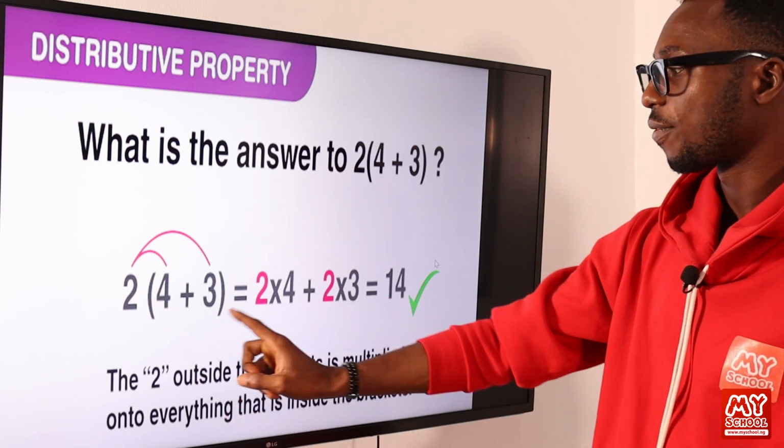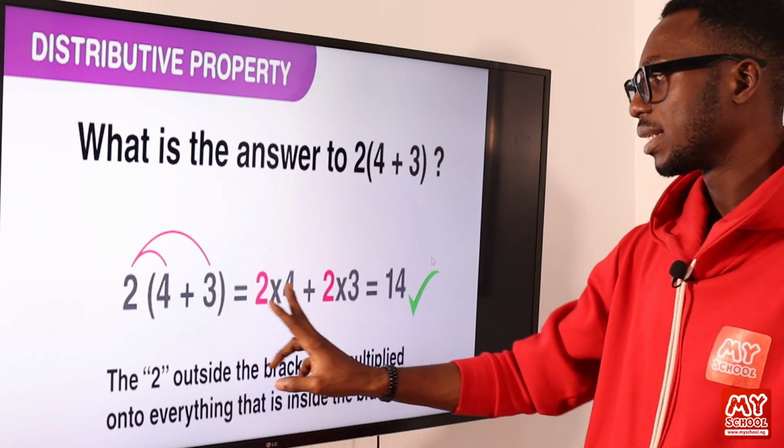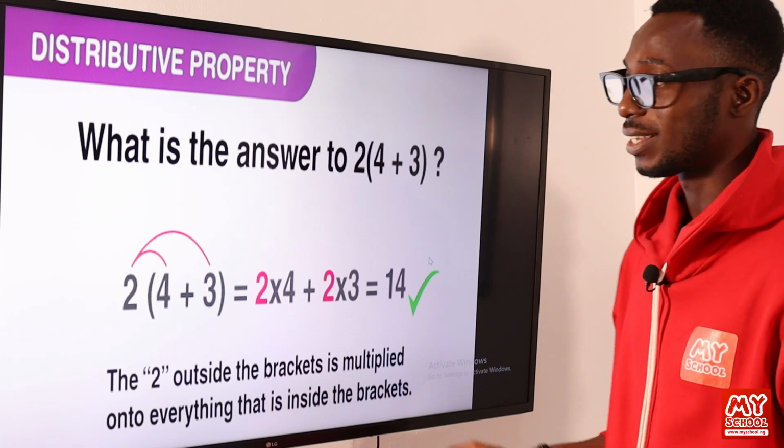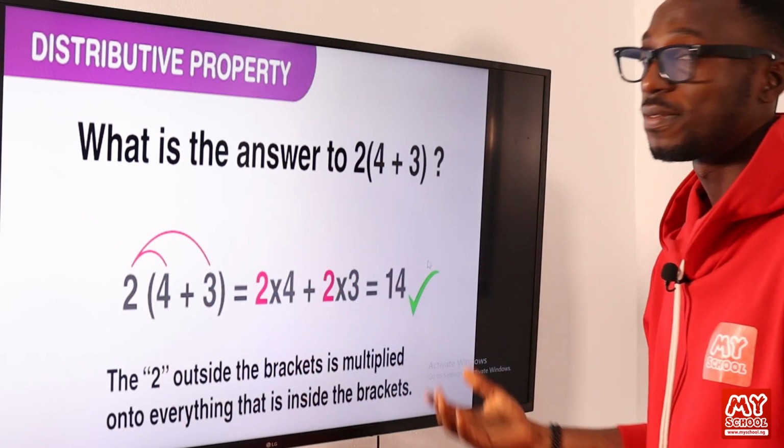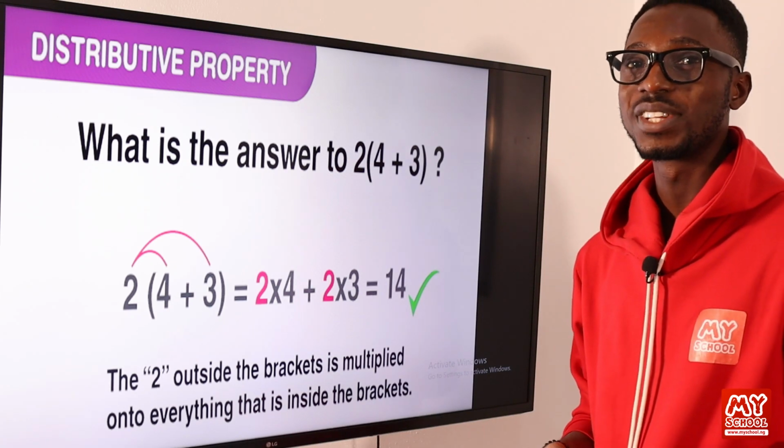So I have 2 times 4, that is 8, right? 2 times 3, that is 6. 8 plus 6, that is 14. Or you can try it like this: 4 plus 3, that is 7, times 2, that is still 14, right? So let's move on to the next slide.